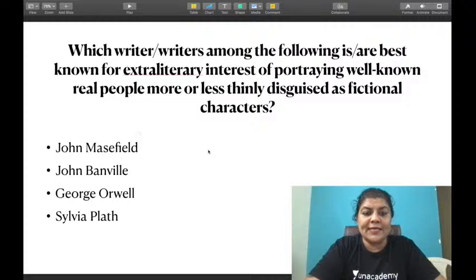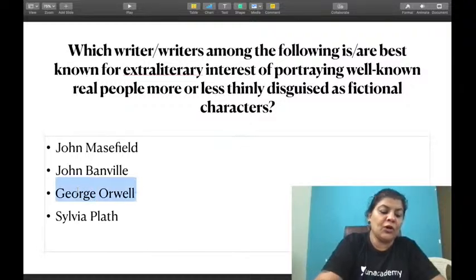Which writer or writers among the following is or are best known for extra-literary interests in portraying well-known real people? Which of these writers depicted real people in more or less thinly disguised fictional form? Definitely George Orwell.